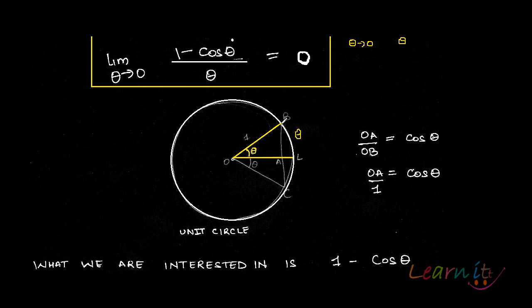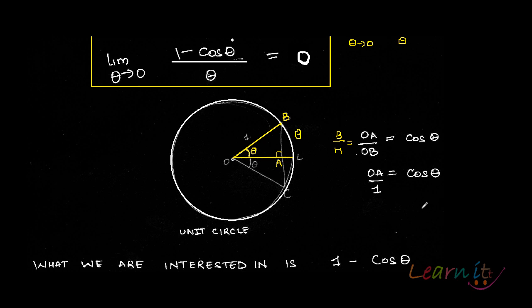Now, let me again make a perpendicular from B to OL, which will cut OL at point A. So AB is the perpendicular, OA is the base, and OB is the hypotenuse. Now, base upon hypotenuse equals cos theta, right? Now, hypotenuse is 1. What does that mean? That means this length OA is nothing but cos theta.